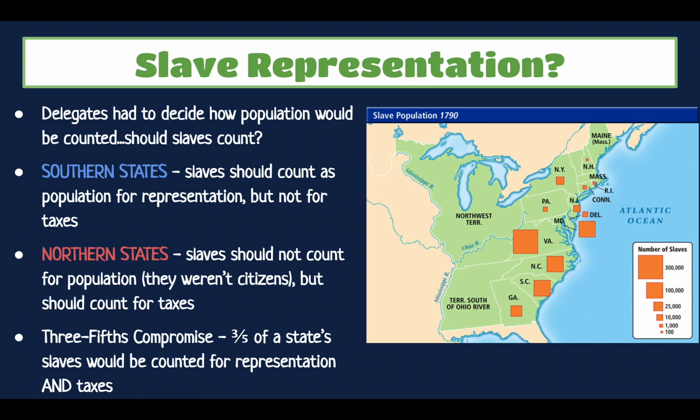So as you can see on this map here, recall that in the 1700s, there were slaves in basically all of the 13 states, but the vast majority of them lived in the South. And so this dilemma over whether or not slaves should count toward a state's population became problematic, and so the delegates at the Constitutional Convention came up with yet another compromise, which is oftentimes known as the Three-Fifths Compromise, which said that 3/5 of a state's slaves would be counted for representation in Congress and toward that state's taxes.